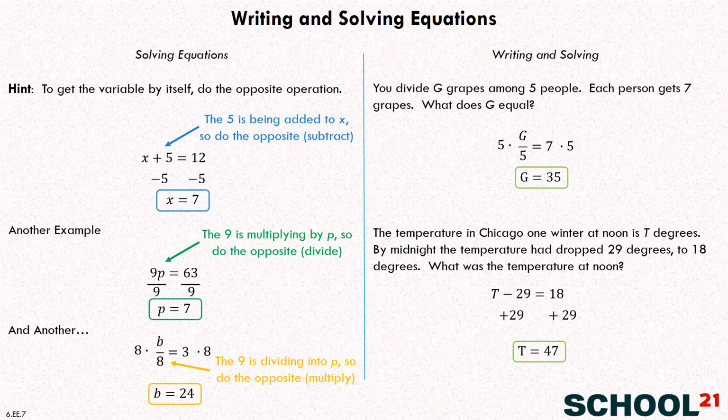And what does that mean with regard to the problem? That means that T was the temperature at noon. Okay, the temperature at noon was 47 degrees. It dropped 29 degrees, so that by midnight it was 18 degrees. That makes sense? Yeah. Okay, so the two tricks here: one is translating the words into math, and then to solve the equations, you just do the opposite operation. Make sense? Yeah. All right, you got it.